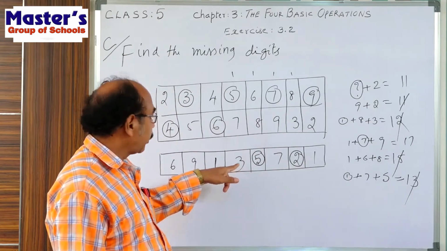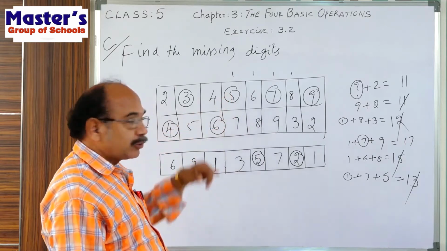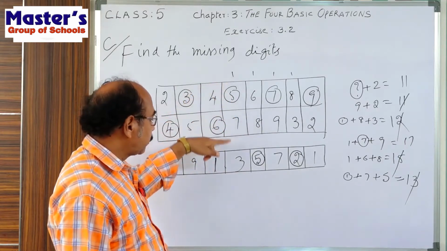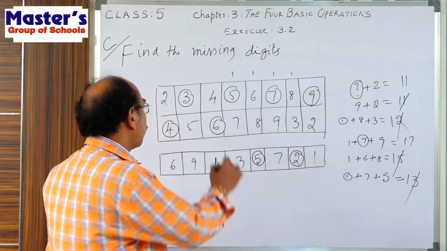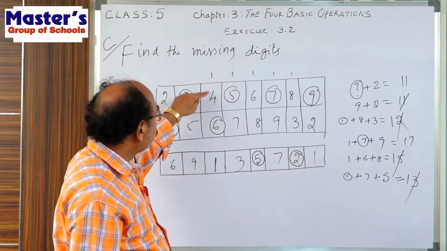3 is there already. What is to be written in the blank here? 5 is to be written. Then 5 plus 1, 6, 6 plus 1, 13. Then 3 strike off, we write 3 here and here 1. Now 4 plus 1, 5.